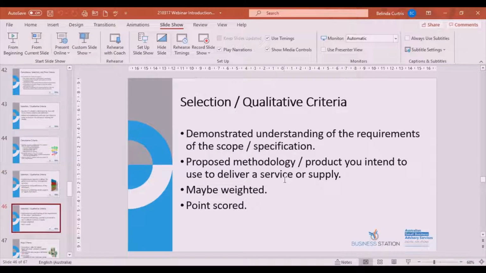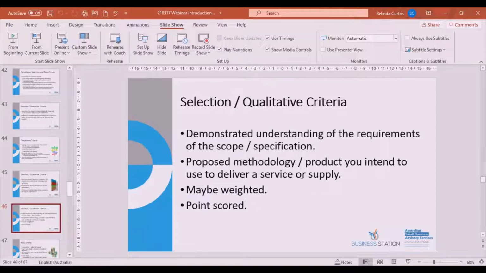You need to demonstrate that you understand the requirements of the scope. So there will be a question asking you to outline your understanding of that. And then you may need to put together your methodology for delivering the supply. So from the date you receive the purchase order to the date that you deliver the product or service, what is the process step by step that you're going to go through to deliver that, and how you're going to measure the success of that. So they're the most common questions that you're going to get.